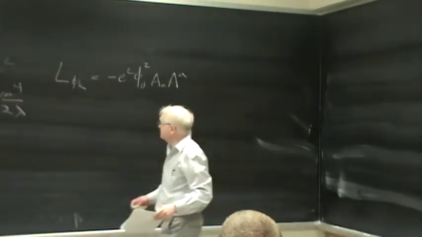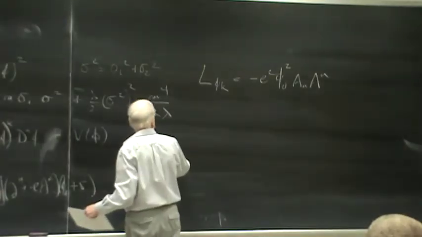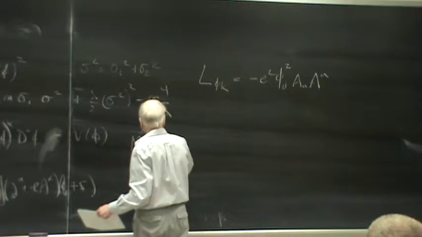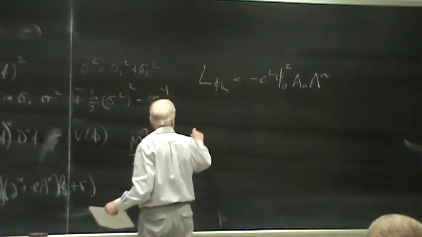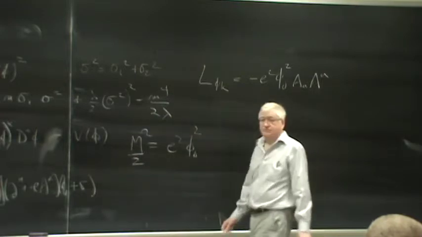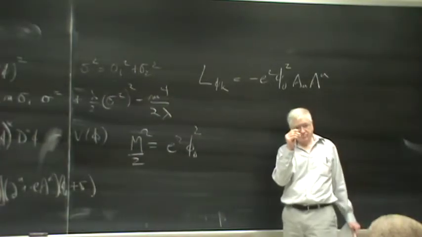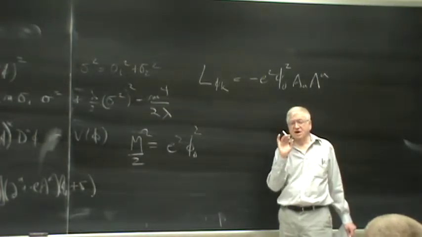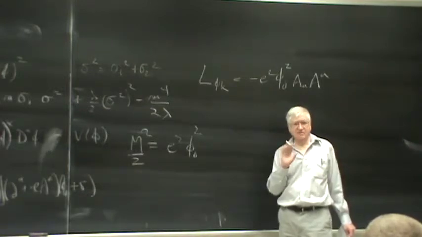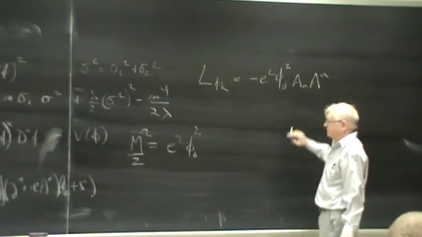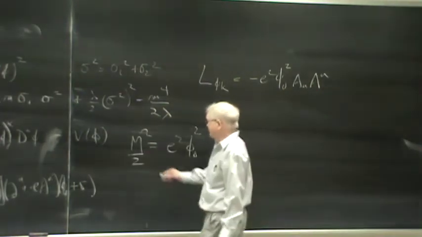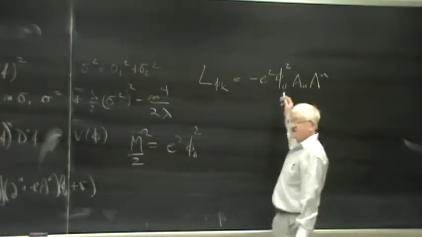And the mass squared, m squared over 2, I should say, is E squared phi 0 squared. Because if you look on that front board over there, for the bosons, m squared over 2 is the mass term, m squared over 2 times the square of the field. And so m squared over 2 is E squared phi 0 squared.